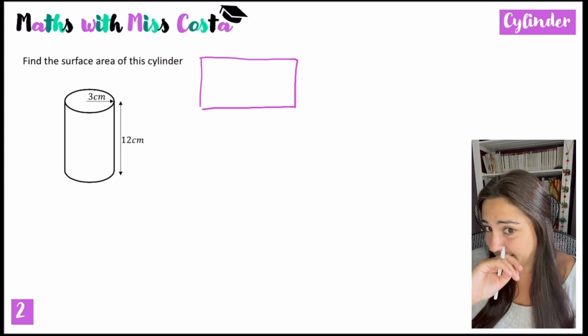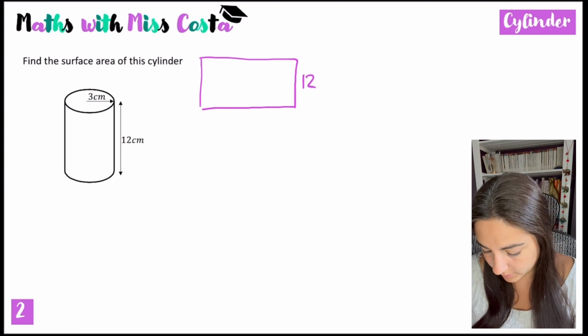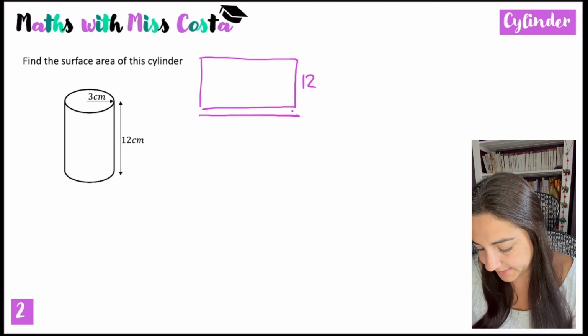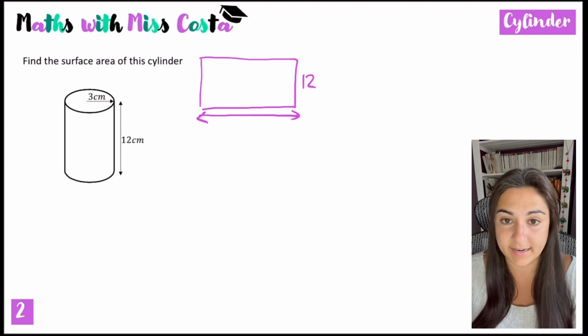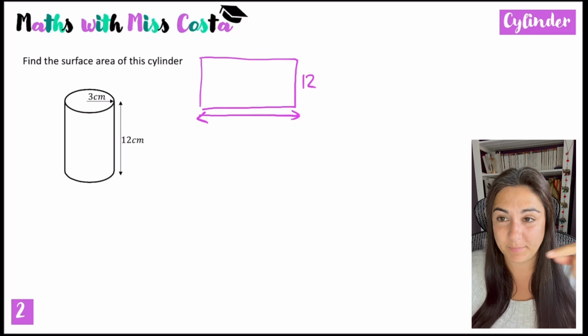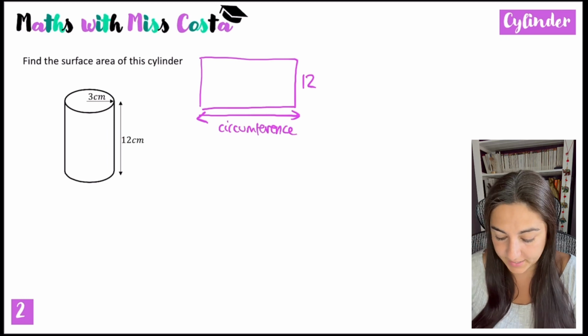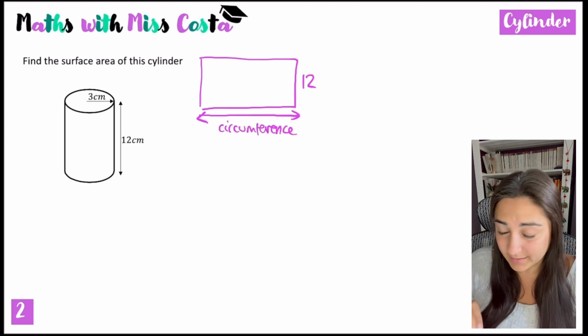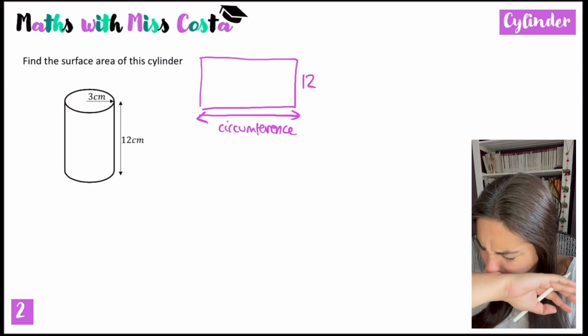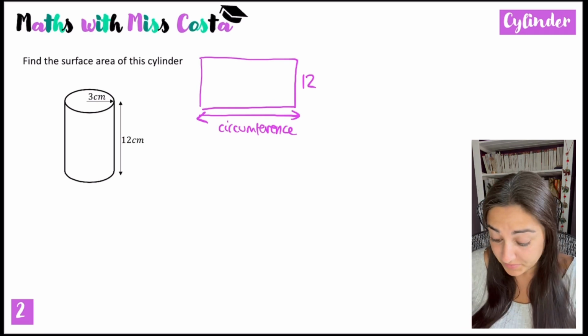So the area of the rectangle would be, obviously here we've got 12. And then this length here, if you think of the cylinder being unraveled, that's going to be like the circle unraveled. So therefore, the length here is the circumference of the circle. Okay, so that's how you work out the surface area of the cylinder.